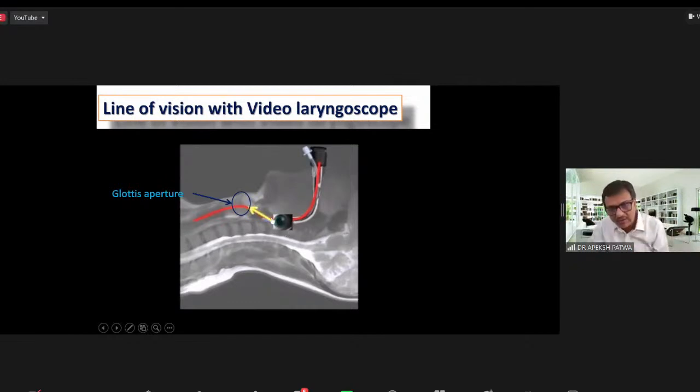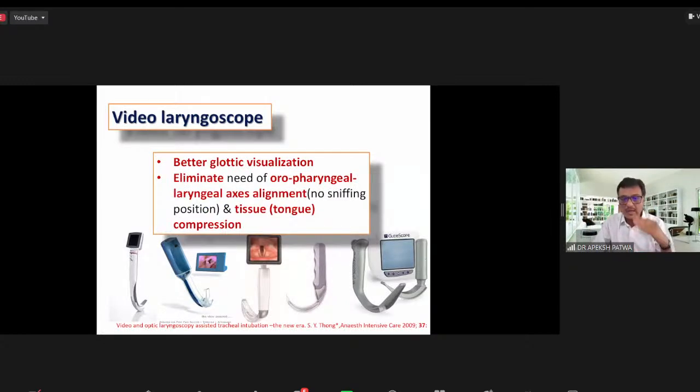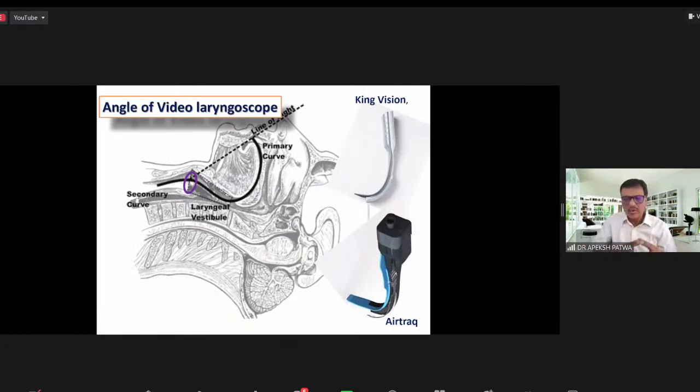As we are creating only this much line of vision, in short, the video laryngoscope enables us to look beyond the curve of the tongue. That's the reason it provides a better laryngeal view by eliminating the need for oropharyngeal laryngeal axial alignment and tissue compression. Now, if you look at the different video laryngoscopes, there is a difference in the angle. If you look at the Airway and King Vision, the angle is like this. This angle, of the Airway or Pentax or King Vision, matches the primary curve. That's why it's called an anatomically curved blade.